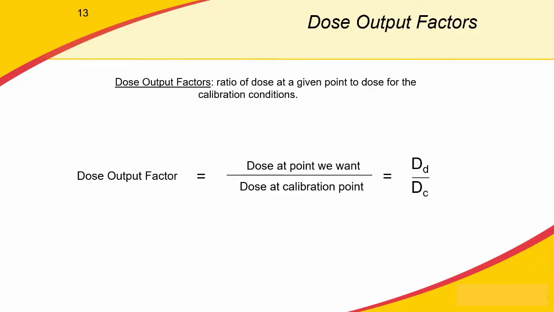So, what is a dose output factor really? In truth, it's just a ratio of the dose at the point we want to the dose at the calibration point. So every output factor we talk about from now on is going to be really just a ratio of doses.